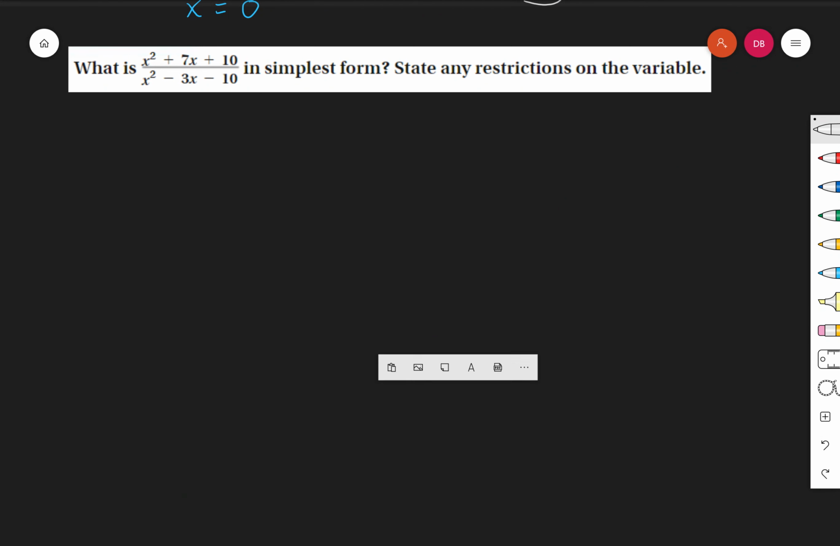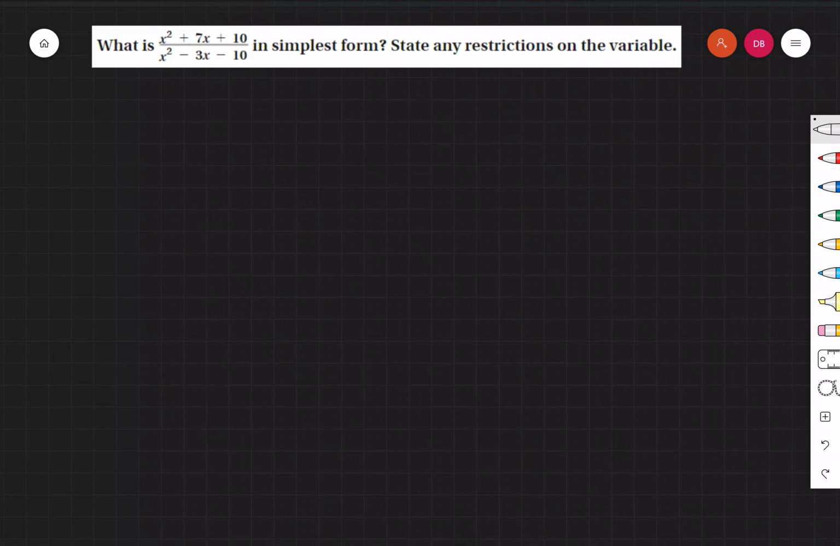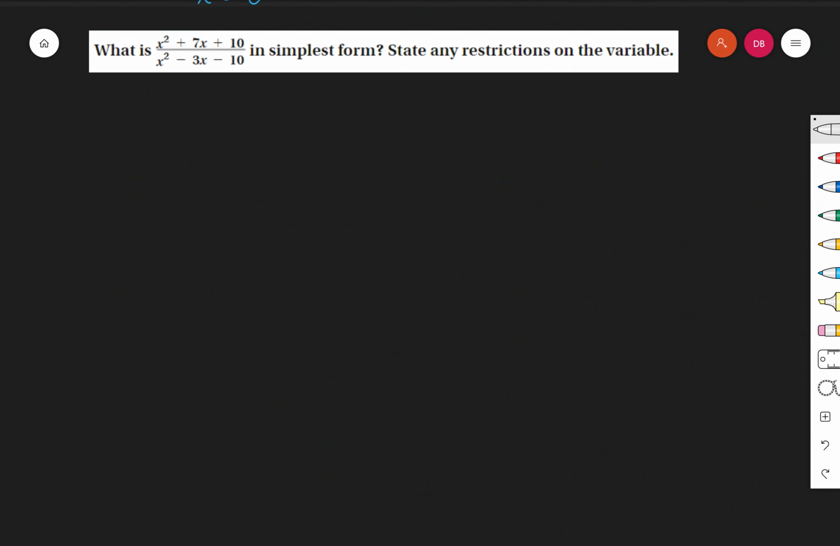Try to zoom out just a little bit. So this says, what is x squared plus 7x plus 10 divided by x squared minus 3x minus 10 in simplest form? And then state any restrictions on the variable. So our first step was to factor the numerator and the denominator, or basically factor.